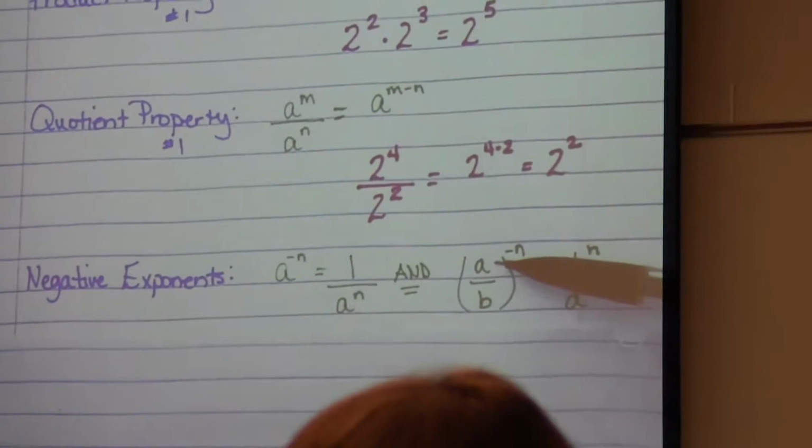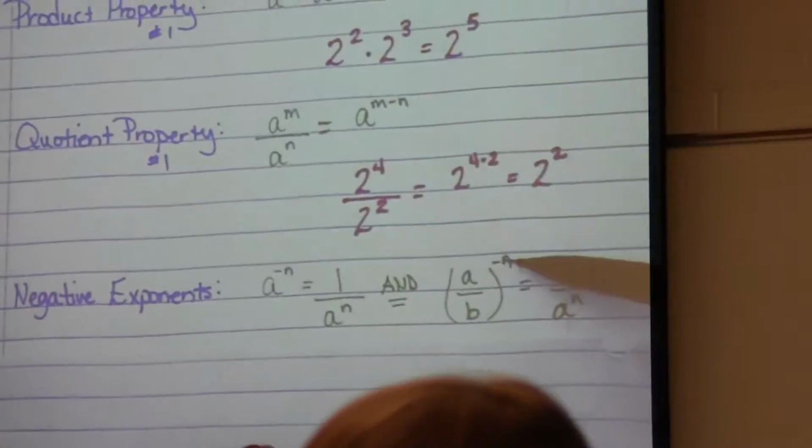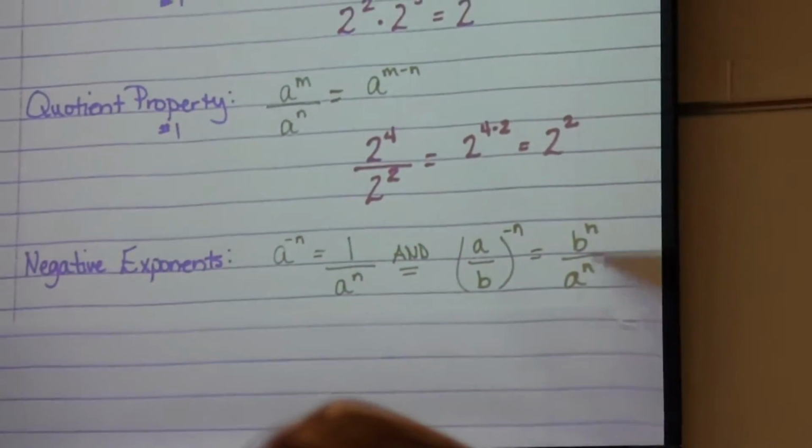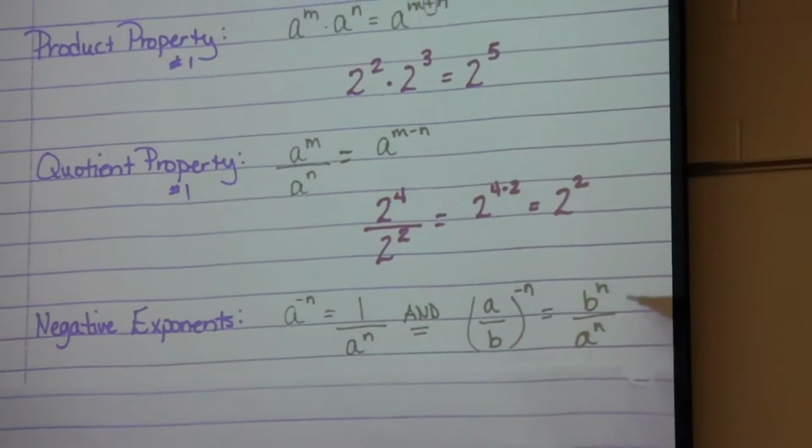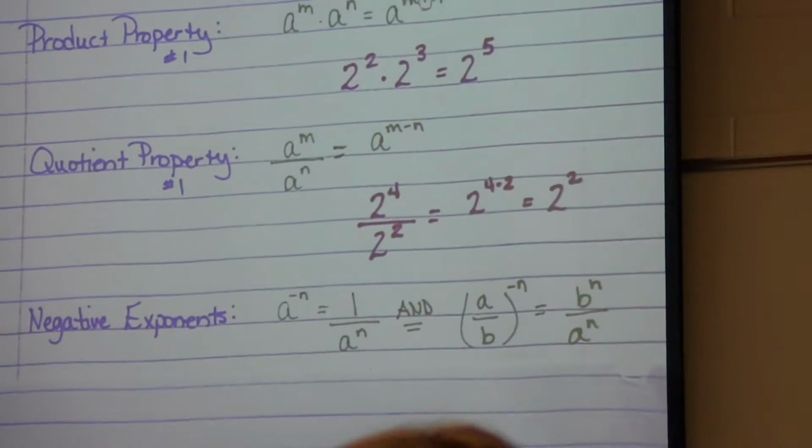By the same token, if you have a whole fraction raised to a negative power, we would just flip the whole fraction. And then it'd still be raised to a power, but now it'd be positive.